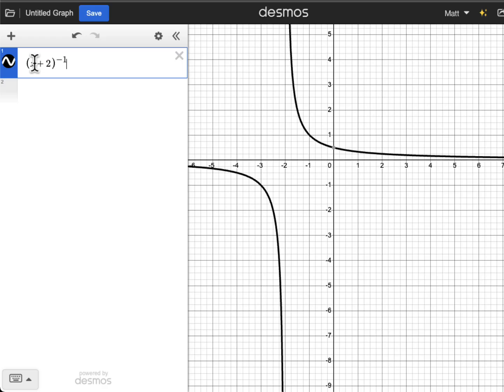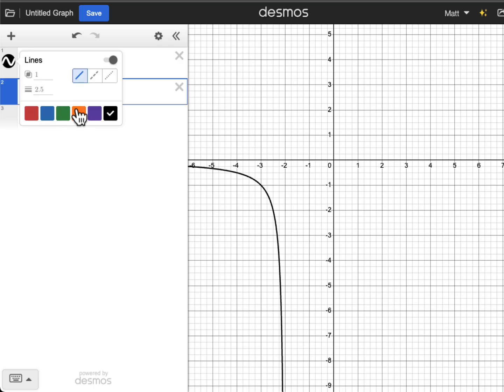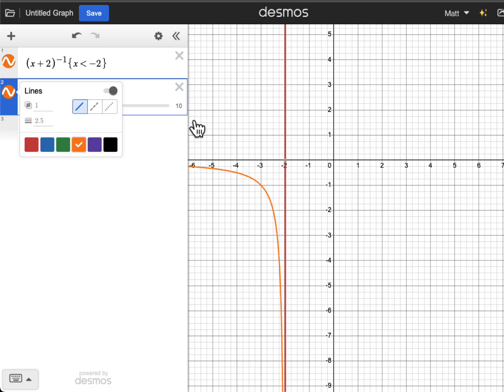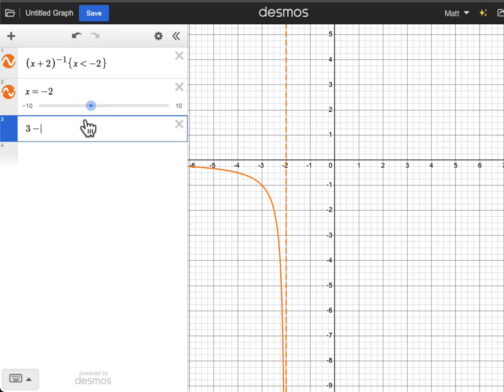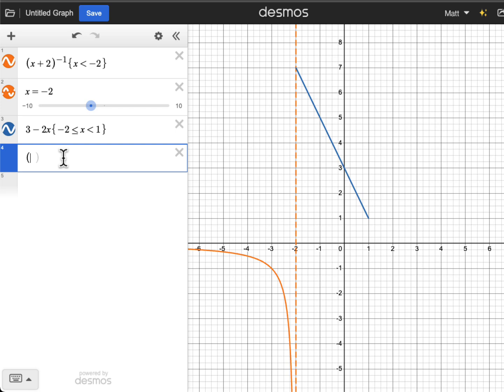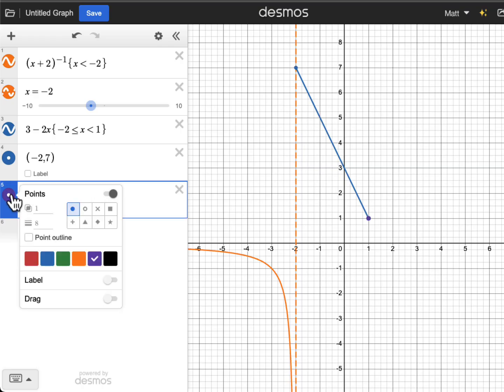To graph a piecewise function using Desmos, type in the first piece, (x plus 2) raised to the minus 1. And then to crop it, you put curly brackets next to the function rule, and you use an inequality, not an interval, and say x is less than negative 2. Make it orange. Then also I'll graph the vertical line, x equals negative 2, and make it dashed in orange. Now we'll graph the middle piece, 3 minus 2x, make it blue. And then curly brackets, say x is greater than or equal to negative 2, but strictly less than 1. Now if we want to make these points be solid and hollow permanently, we'll have to type them in separately, and then format them so that they are solid or hollow as appropriate.